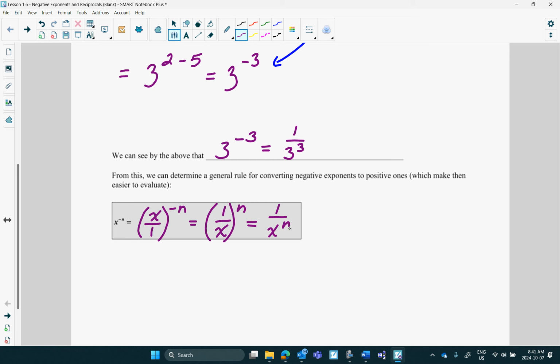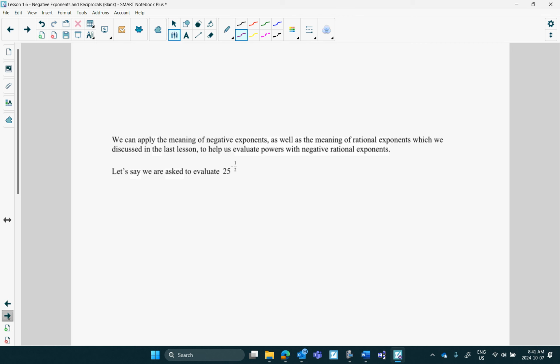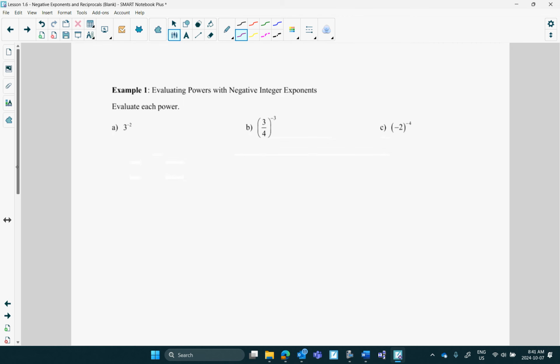So it actually deals with reciprocals. Whenever you have a negative exponent, you take the reciprocal of the base, and that allows you to make a positive exponent. So let's look at it now. So the first one, this would be the same as 3 over 1 to the negative second.